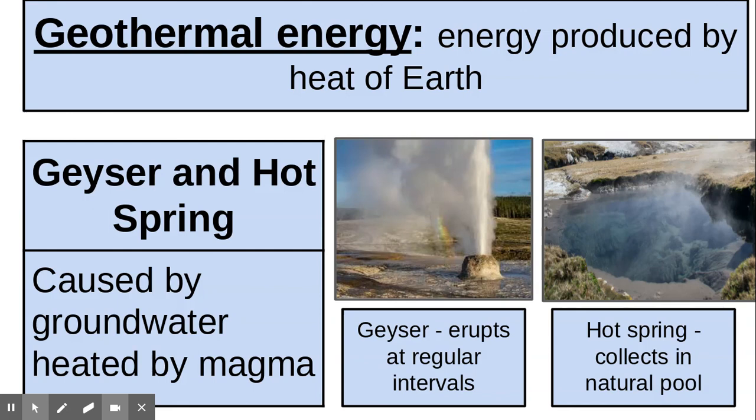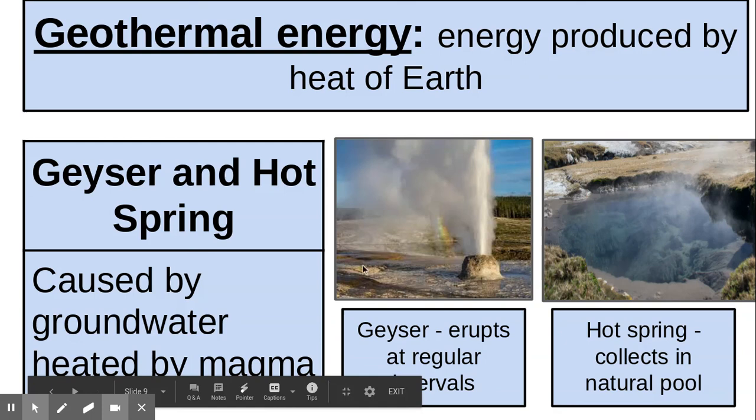So two examples are geysers and hot springs. So they involve water and groundwater, so water below the earth. Once the magma heats up that water, you can get geysers. So I have a picture of a geyser. Yellowstone National Park is one of the most famous ones.